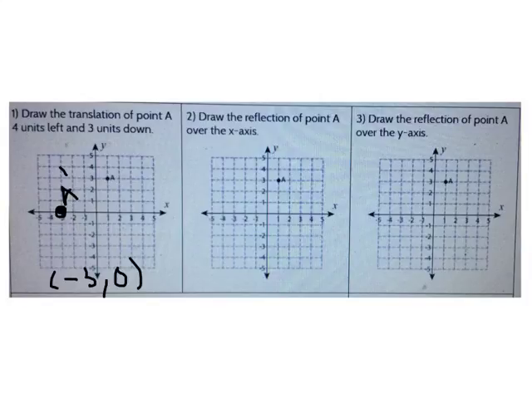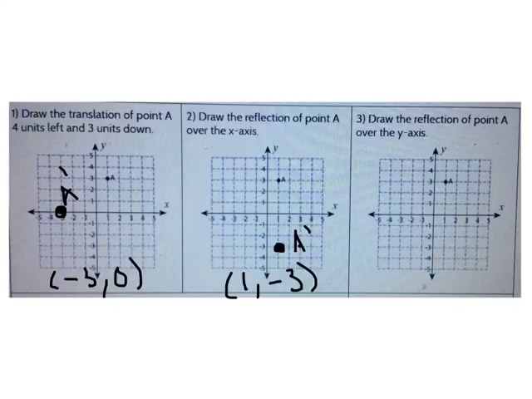Now, draw the reflection of point A over the x-axis. Then, enter the new ordered pair for A prime in the boxes. A is 3 units away from the x-axis, so A prime would also be 3 units away from the x-axis. The new ordered pair is 1, -3.